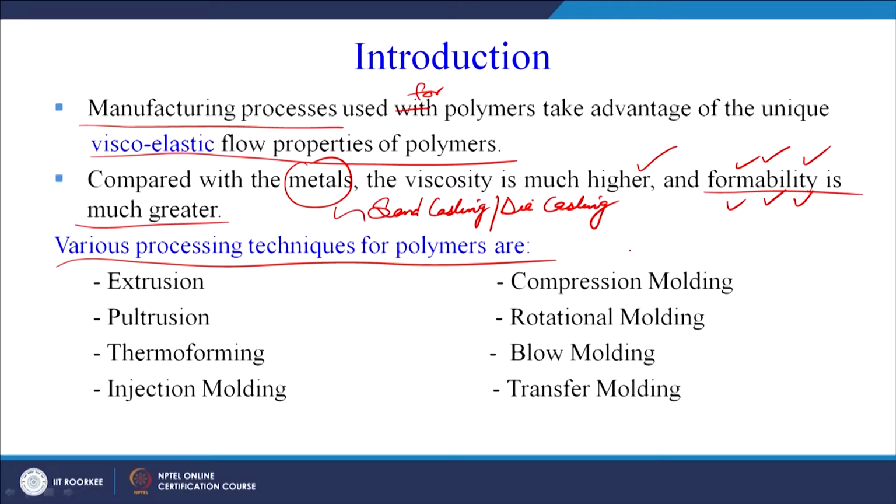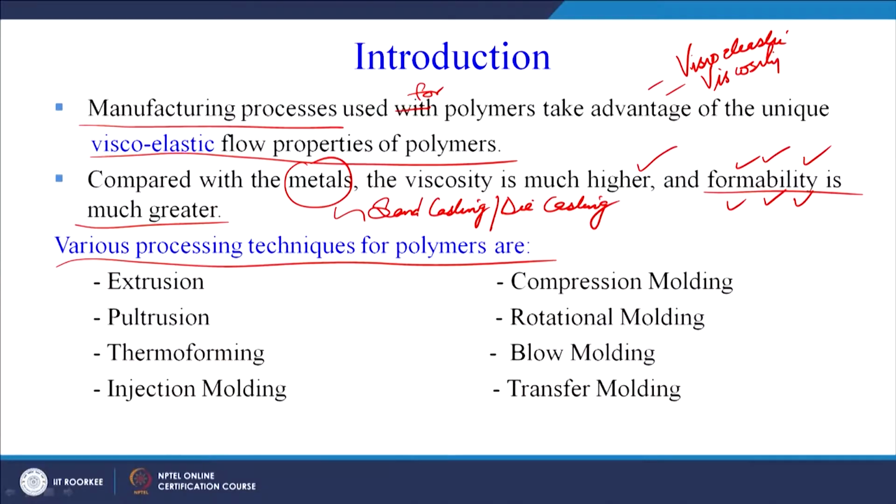Why? Because it is easier to shape a plastic because of three important things: first the viscoelastic properties, second the viscosity, and third the formability. This means it is easier to process the polymers, and therefore there are a number of processes you can see here: extrusion, compression molding. We are going to see the product design guidelines for these two processes today.